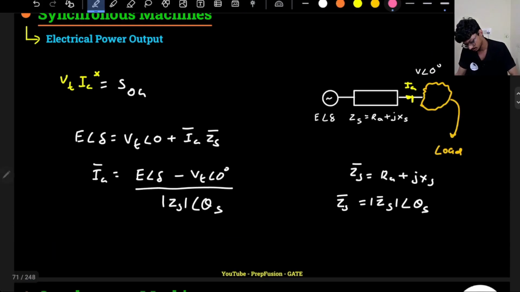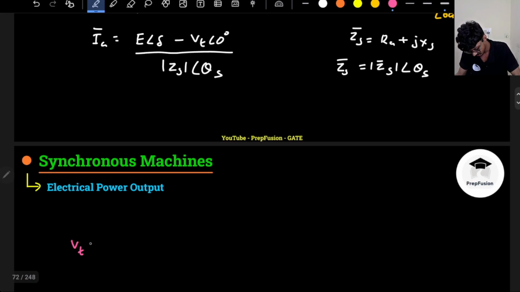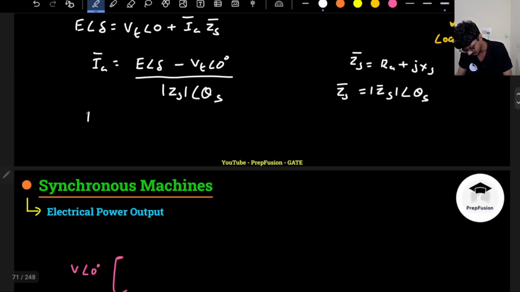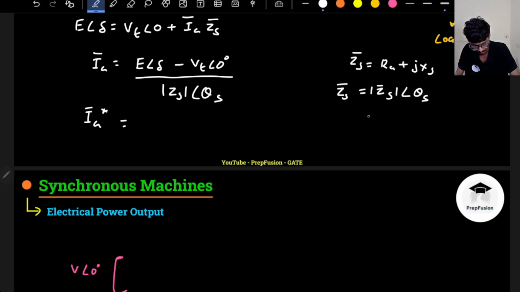Here, Vt is just angle 0, V angle 0 into Ia conjugate. What will Ia conjugate be? If I conjugate on both sides, I have to conjugate. One property you must know, I hope you know this.